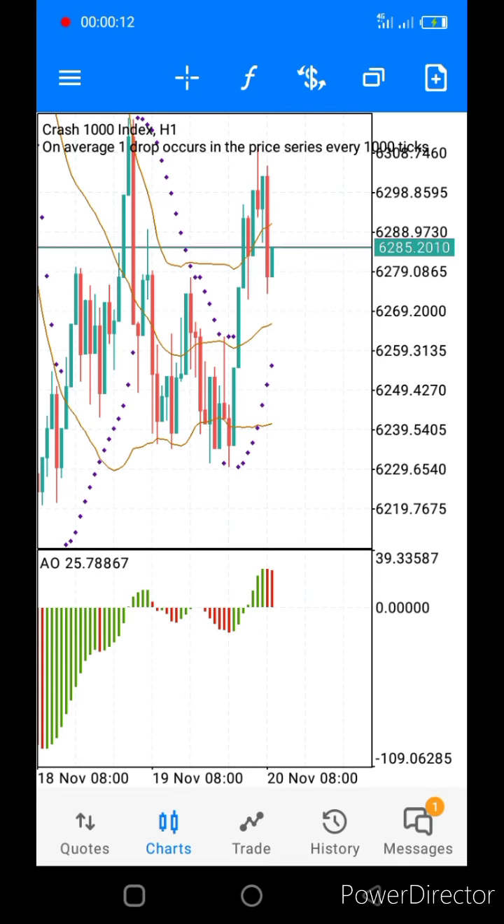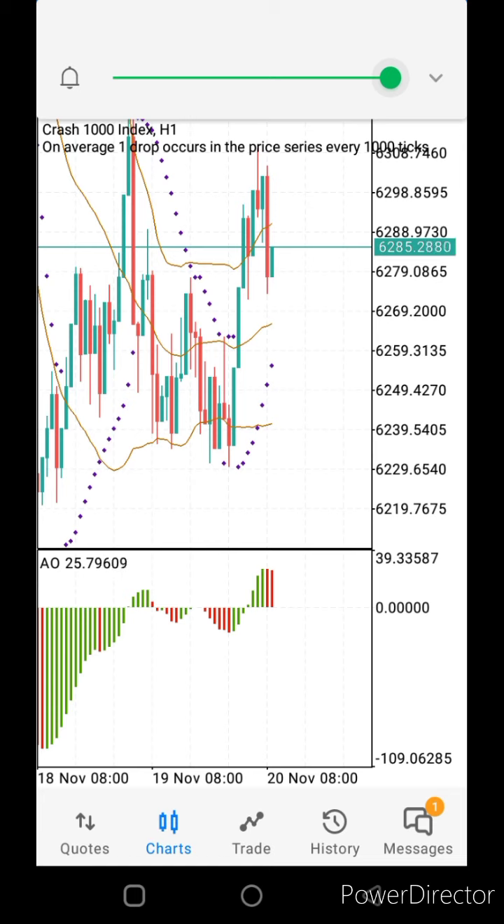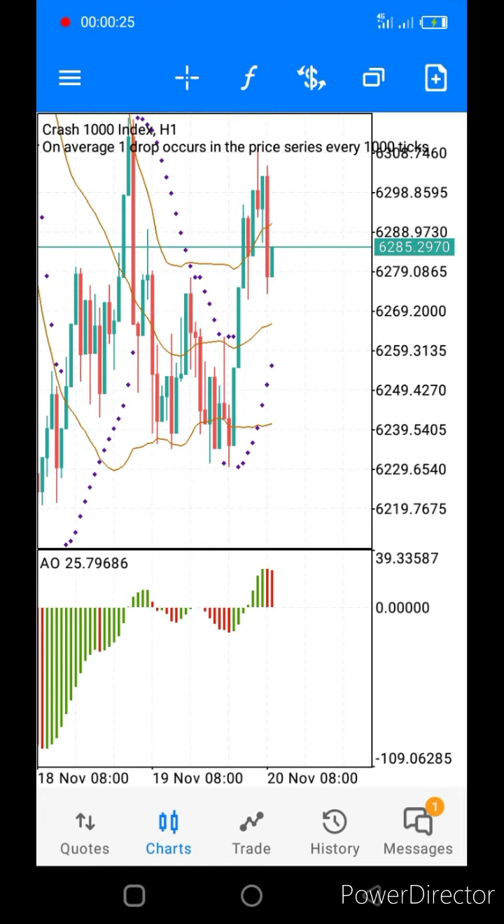I'm here this morning to share with you, as I have said, how to cash spikes or trade otherwise. Trade both trends on Crash 1000 using the same strategy, the parabolic trend indicator.